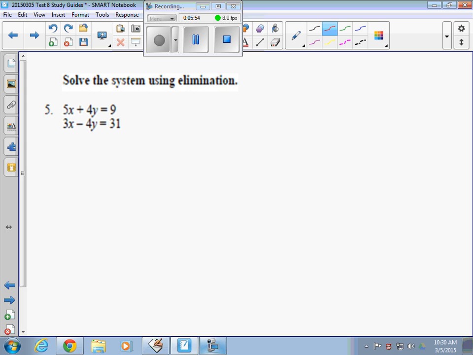Solve this system using elimination. Again, this one's set up nice because your x's are in columns. They stacked. Your y's are also in columns, and so are your constant terms. And you have opposite terms, 4y and negative 4y. So when you combine them, 5x and 3x gives you 8x. 4y and negative 4y eliminates that part. It's gone. That was the idea. 9 and 31 is going to give us 40. So to get x by itself, divide both sides by 8, and x's value is 5.